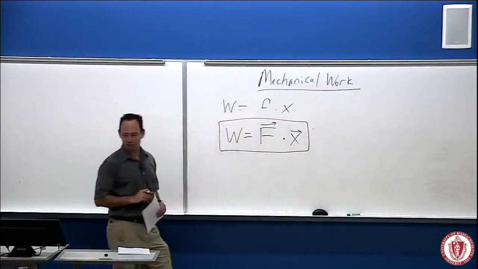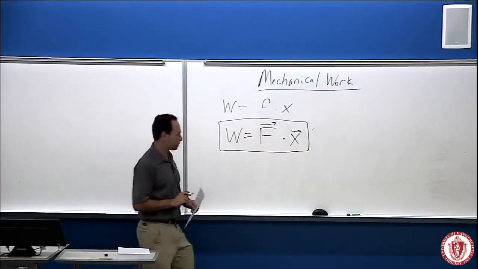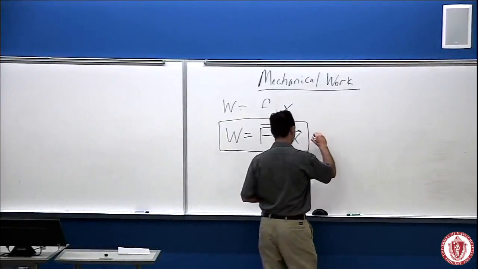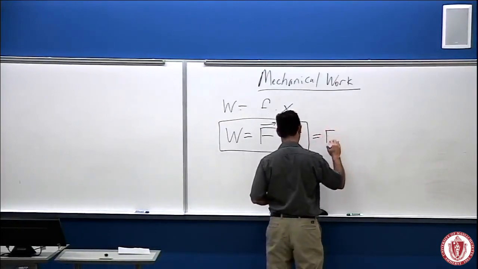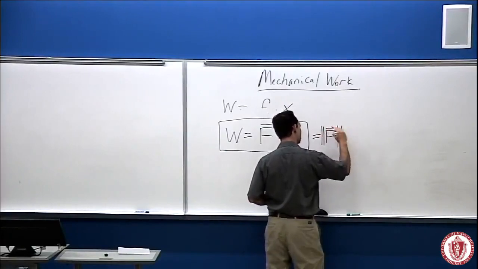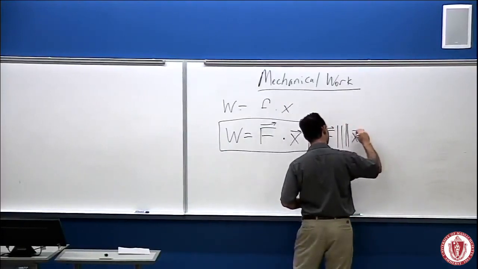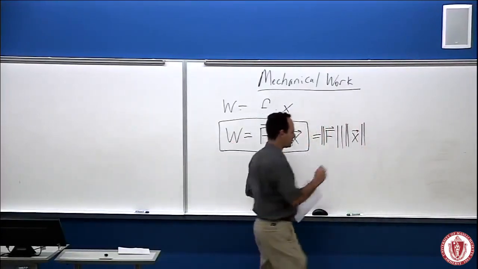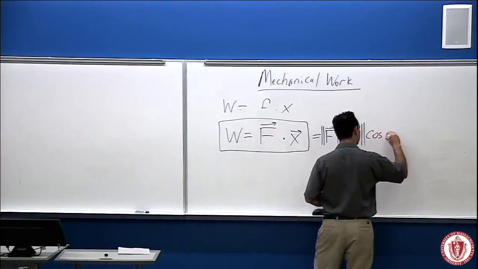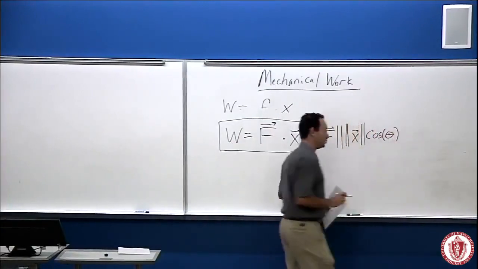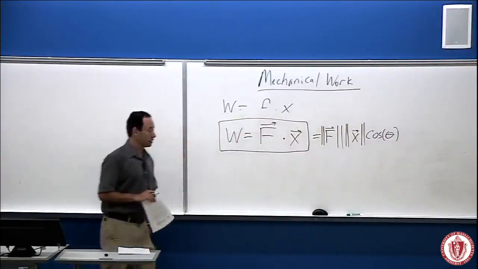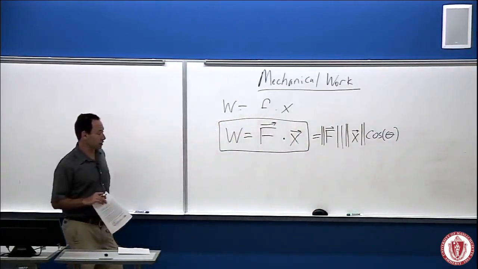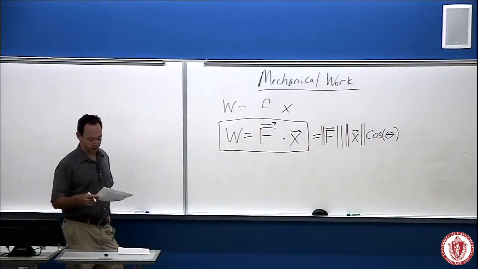If you're not that comfortable with vectors and the dot product, an alternative formula is the magnitude of F times the magnitude of x times cosine of the angle between them. And that's why you see that if F and x are orthogonal, and thus theta is 90 degrees, that work is 0.